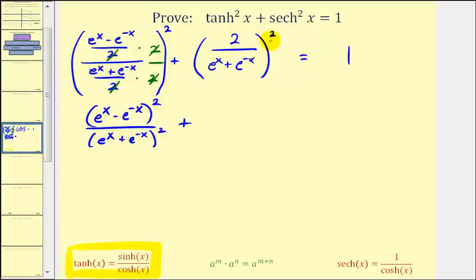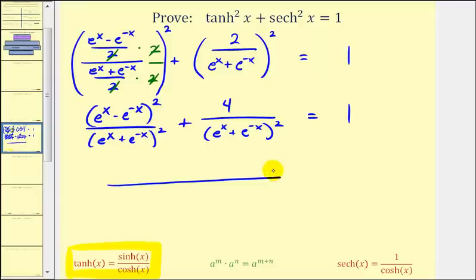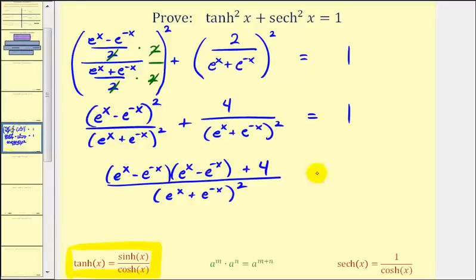And now for the second fraction, we can go ahead and square 2. That would be 4. Then if we square the denominator, we would have 2 factors of e to the x plus e to the negative x. At this point, notice how we do have a common denominator, which means we can combine these two fractions. The fraction would have a common denominator of e to the x plus e to the negative x, squared, and the numerator would consist of 2 factors of e to the x minus e to the negative x plus 4.